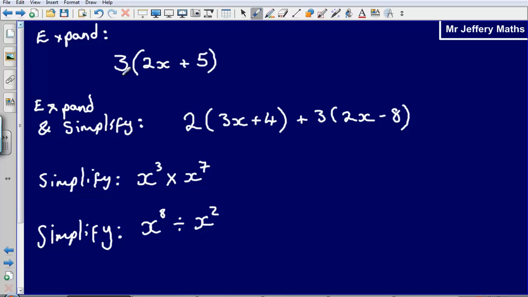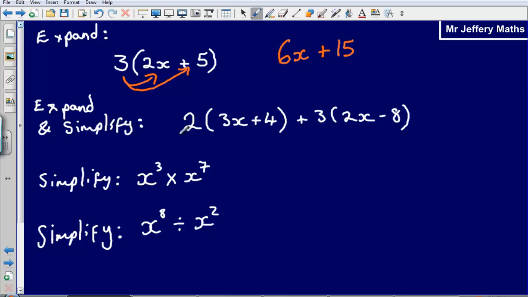So let's go through this. We've got 3 multiplied by 2x. That's going to give us 6x. Then we've got 3 multiplied by the positive 5. So 3 times positive 5, that's going to give us plus 15. So our answer to that, expanding that, is going to be 6x plus 15.